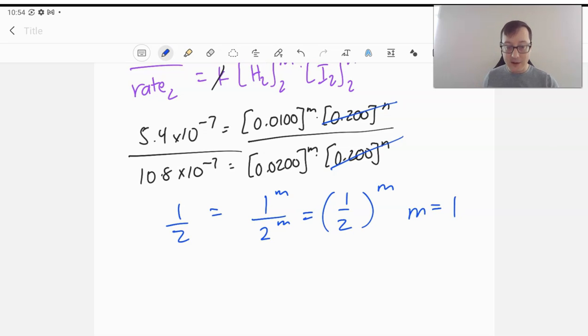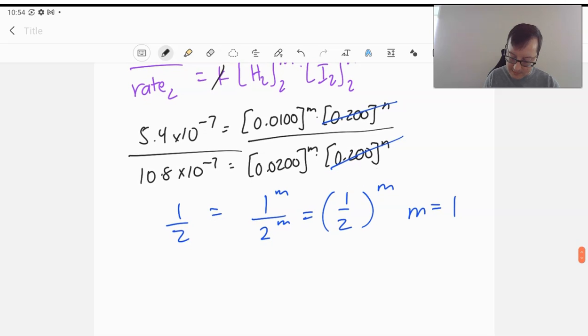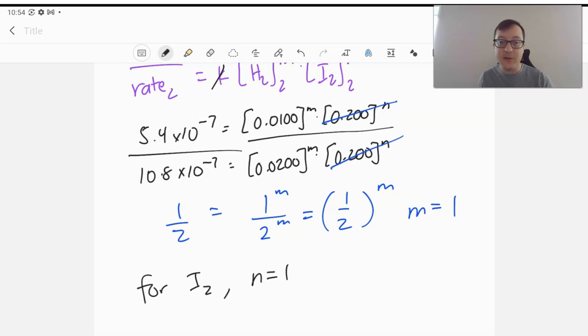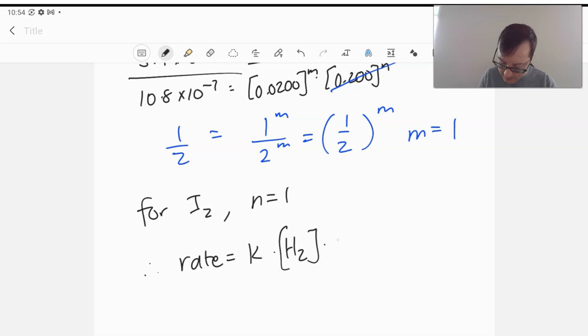So if we go ahead and do the same thing for iodine, if you do the same process for iodine, we're going to see that n is 1. If you go ahead and do the calculation, you'll see that n is 1. And as a result, that means that the rate for this reaction is equal to the constant times the concentration of hydrogen times the concentration of iodine, both to the first power. And while that may not seem particularly exciting right now, it will be very useful when we talk about mechanisms of reactions.